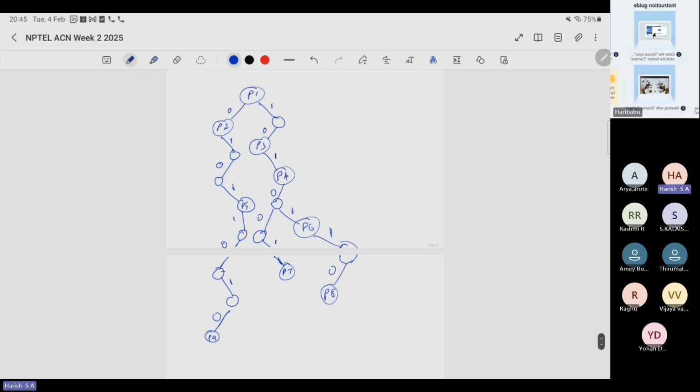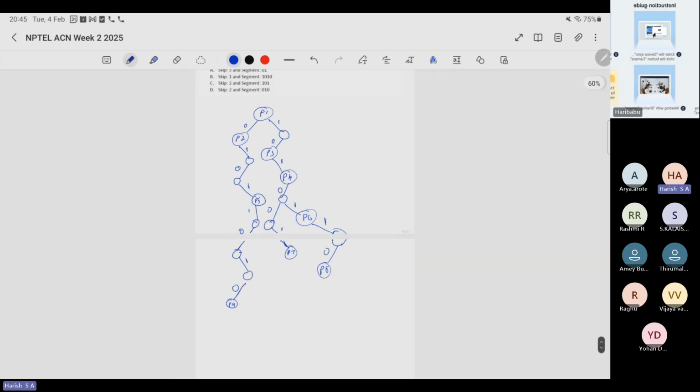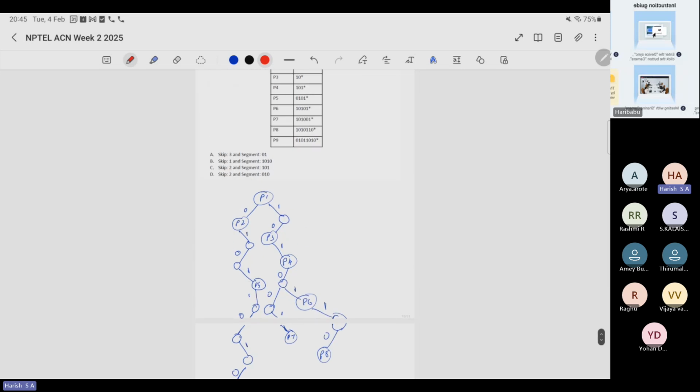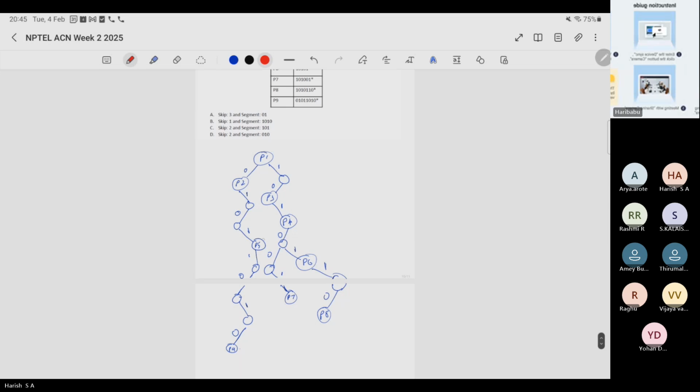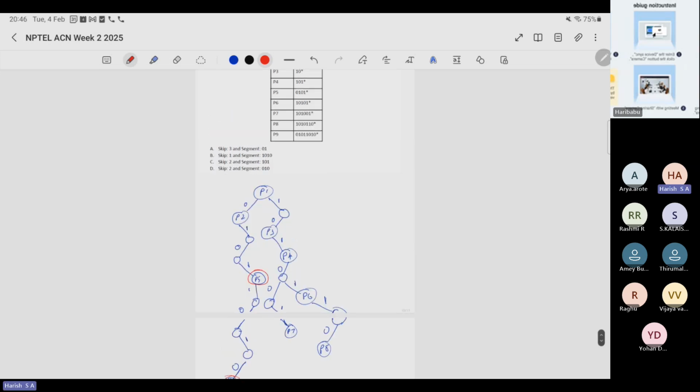P9. Okay. So basically this is the tree. I know it's not looking really good, but you must have gotten the same tree. So what are they asking? They're asking for P5 and P9. So where is P5 here? P5 is here, and P9 is over here.